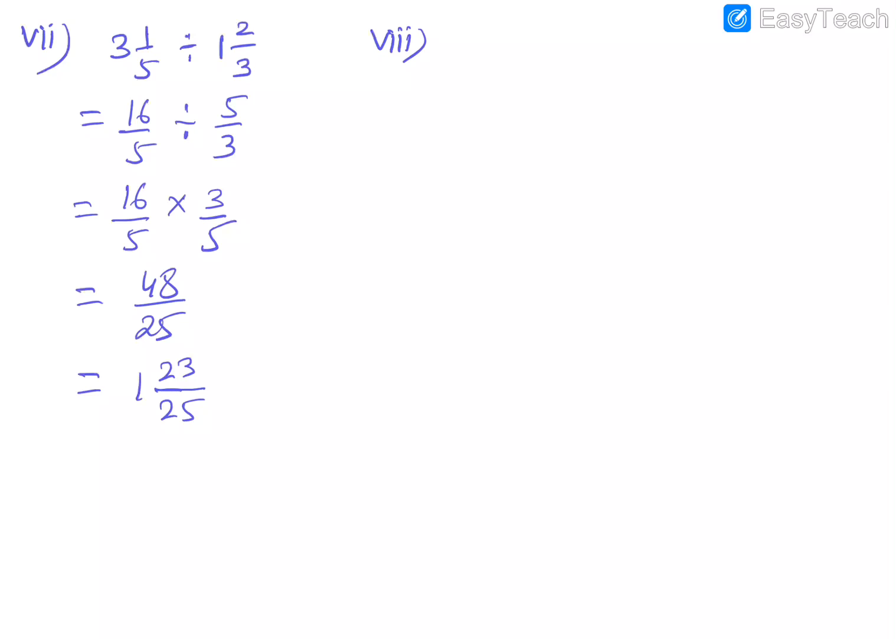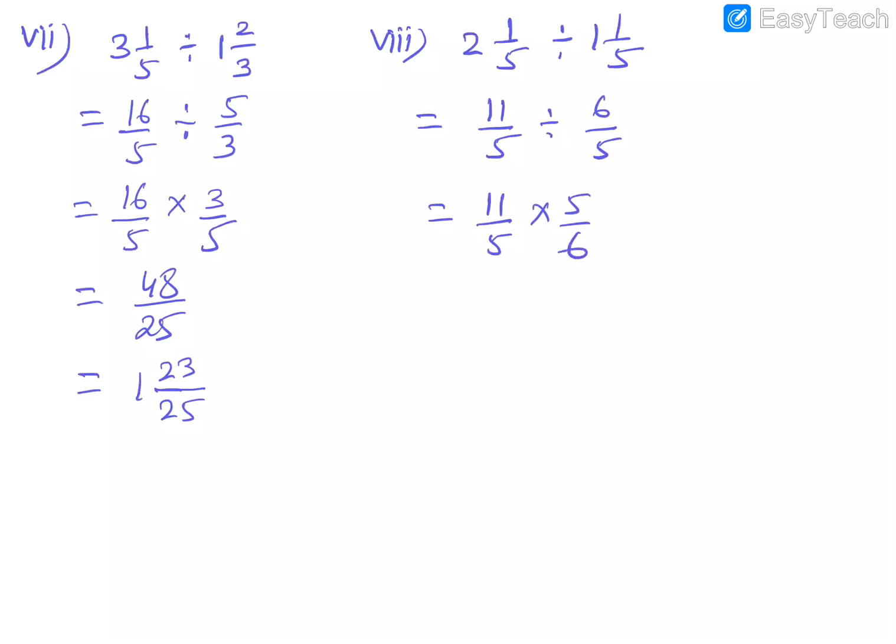In the last part of the question, we have to divide 2 1/5 by 1 1/5. 5 2's are 10, 1, 11/5 is to be divided by 5 1's are 5, 1, 6/5, which becomes 11/5 into 5/6. These two can be cancelled out, then 11 1's are 11 upon 6 1's are 6. In mixed fraction 6 1's are 6, 5 remainder, 6 divisor. This is the final answer.